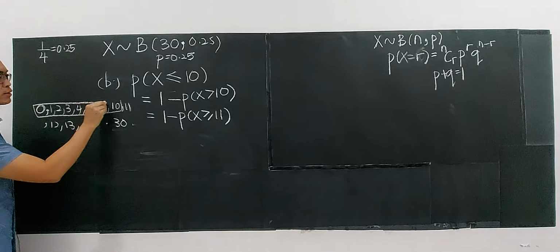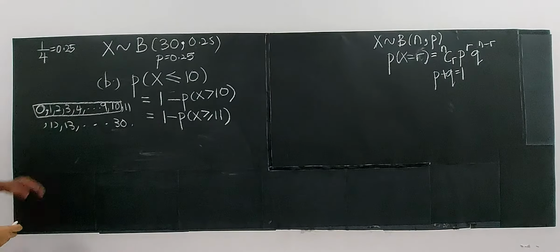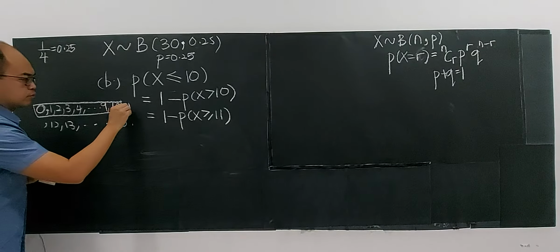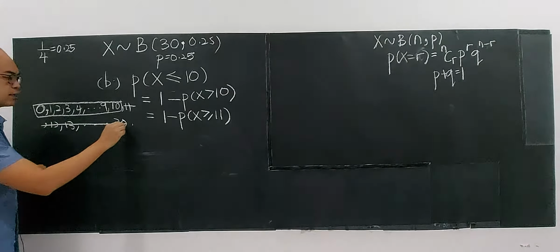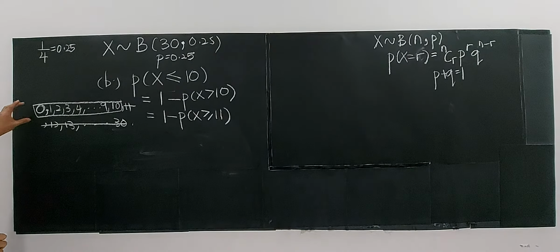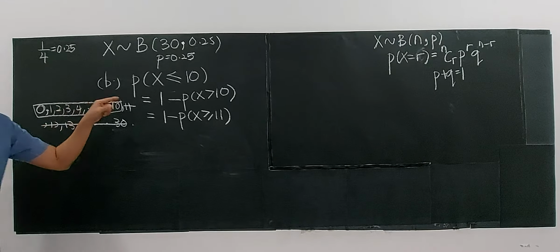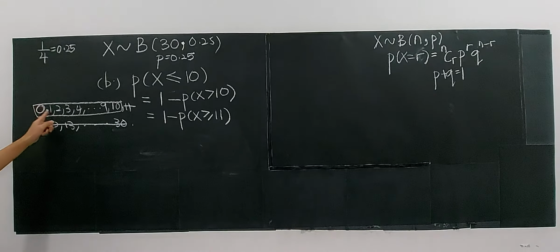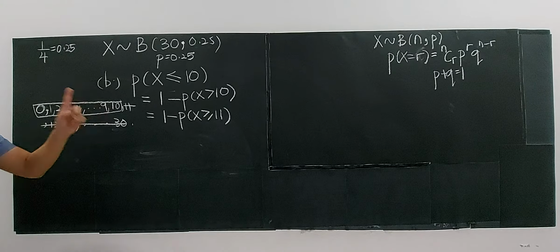They want all this, from 0 up to 10. But they don't want 11 and above, right? That's why if you total up, this is a discrete random variable. For a discrete random variable, if you add up all the probability, it will be equal to 1.